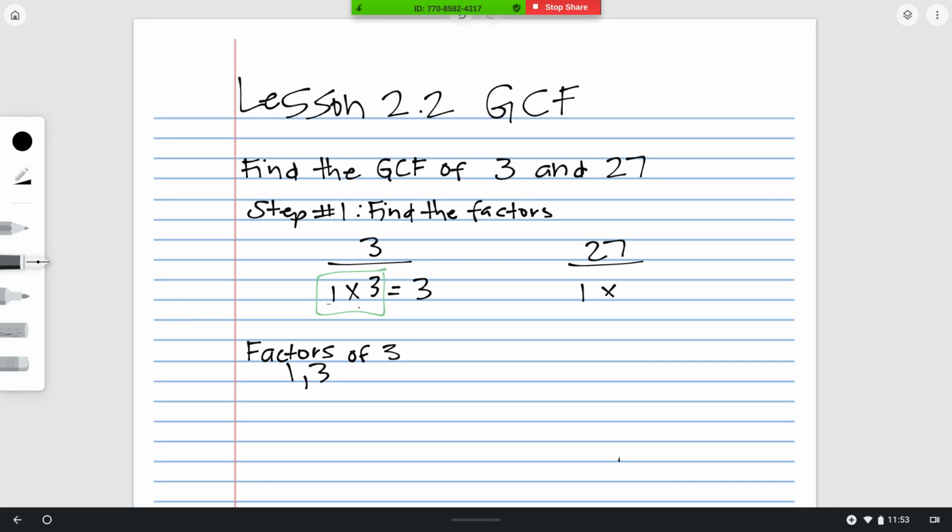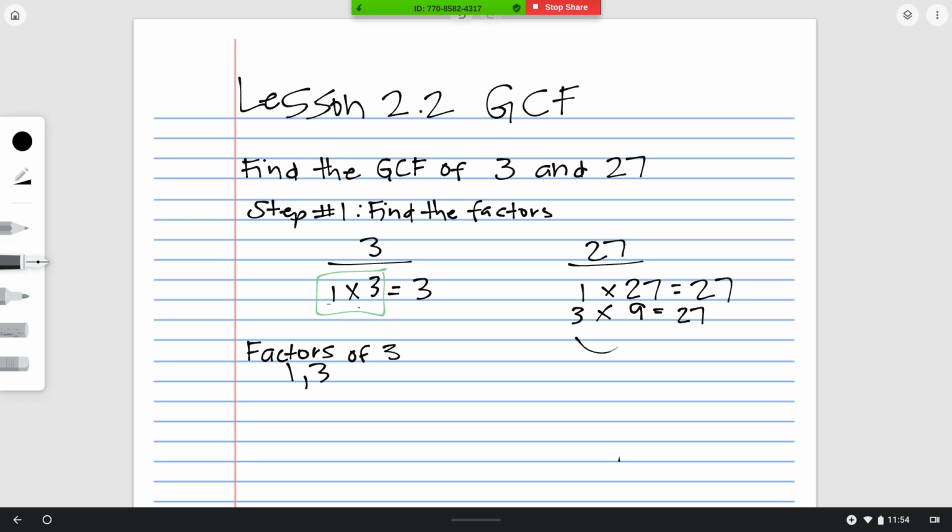If you said 1 times 27 gives me 27, you are correct. Can I multiply 2 times something to give me 27? Nope, you can't. Okay, I'm going to go to the next number then. What about 3 times something? Does 3 times something give me 27? Yes, I see some thumbs up. 3 times 9 is 27.